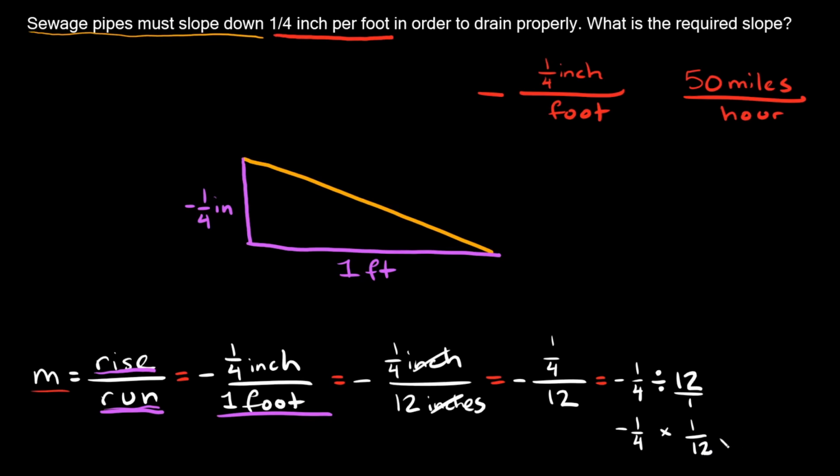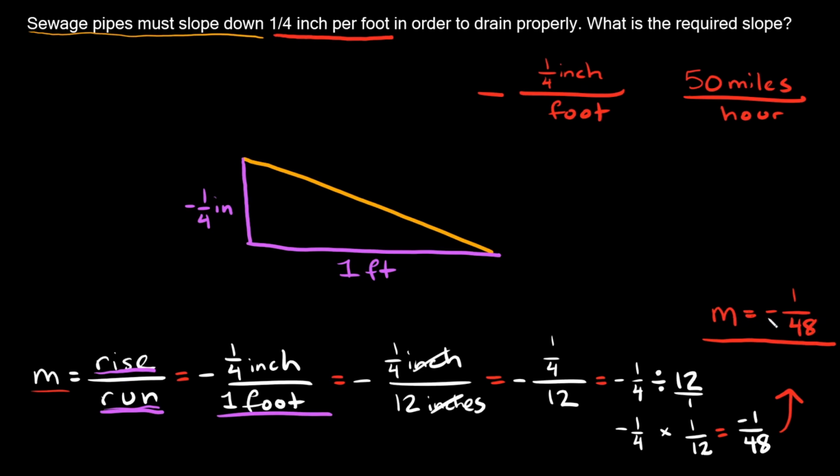Now just multiply fractions straight across. On top, we have negative 1 times 1, which is negative 1. And on the bottom, we have 48. So your final answer, let's move it up here: the slope is equal to negative 1 over 48. This would be your final answer.